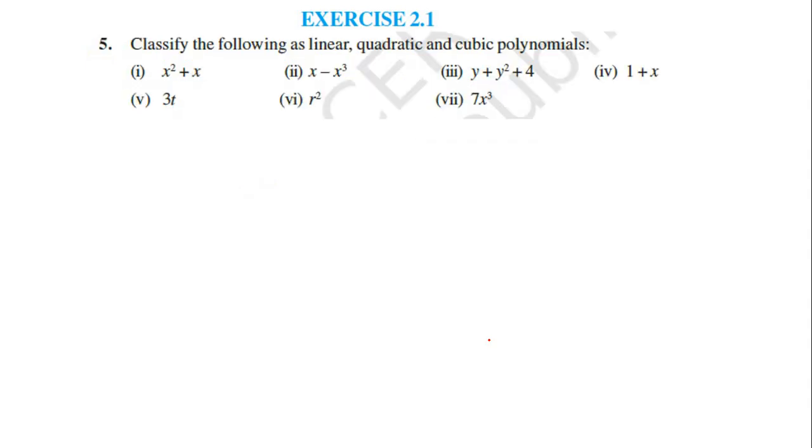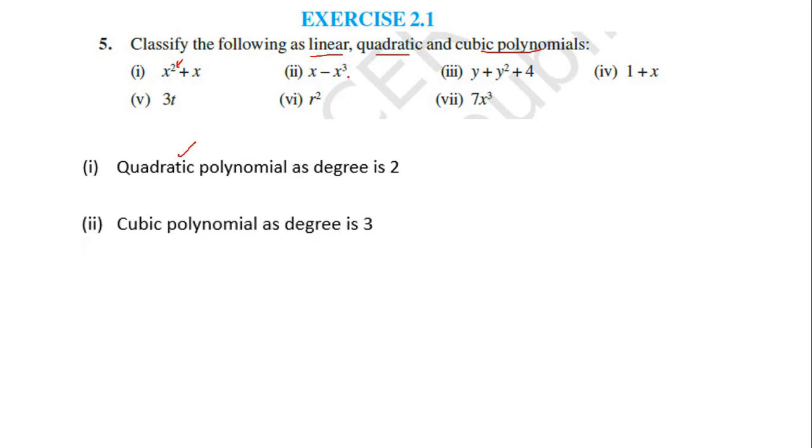Next I will discuss question number 5, where you have to classify the polynomials as linear, quadratic and cubic polynomials. Alright, let's check the first part. Here you can see the highest degree term is 2. So what can we say? This polynomial is a quadratic polynomial as the degree is 2. If the degree is 2, we call it a quadratic polynomial. In part 2, you can observe the degree is 3, so it is called a cubic polynomial. This one is very simple to understand if you understood the definitions of linear, quadratic and cubic polynomials. Here the degree is 2, so it's a quadratic polynomial.